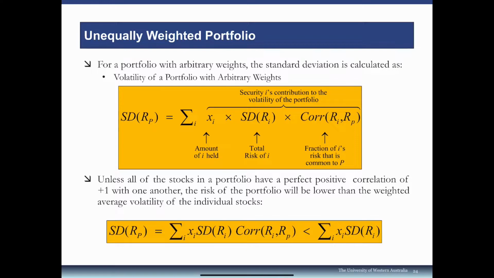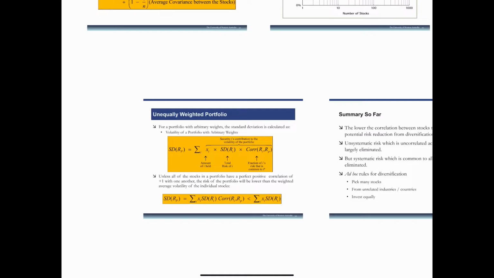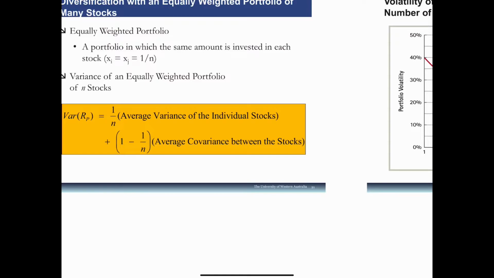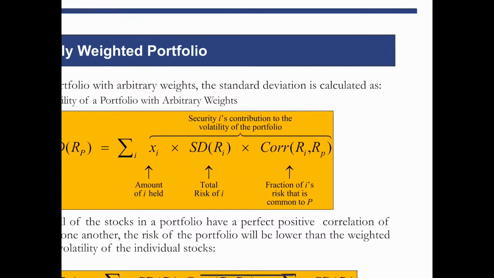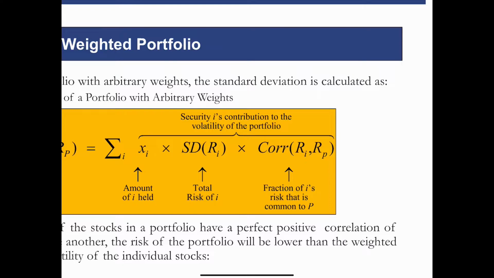So here, let's say for a portfolio with arbitrary weights, the standard deviation, which is the square root of variance, is calculated as a summation of the amount held in a particular stock i times the standard deviation of stock i times the correlation of the return of stock i with the portfolio return. See how this formula is slightly different from the one over here, because that one is the average variance of the individual stocks and covariance between the stocks, but this one has to do with the individual stock times its contribution to the risk that is common to the portfolio, right?